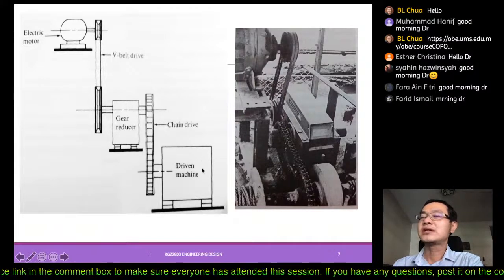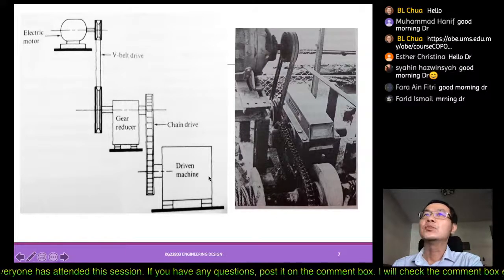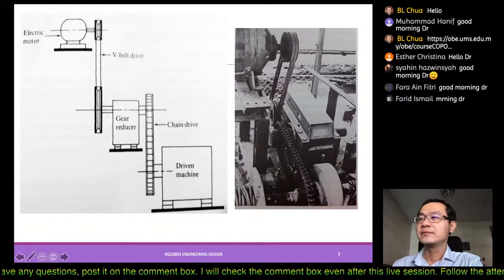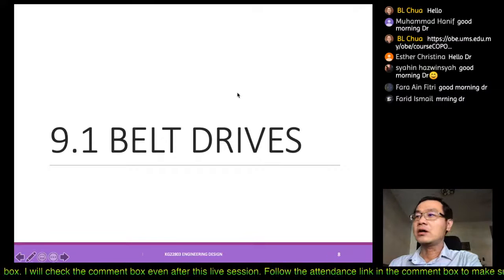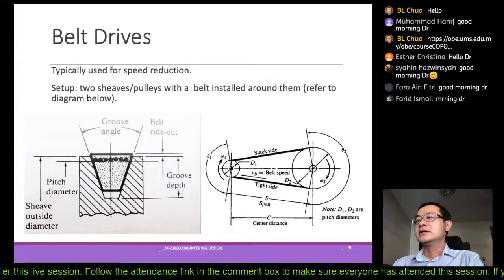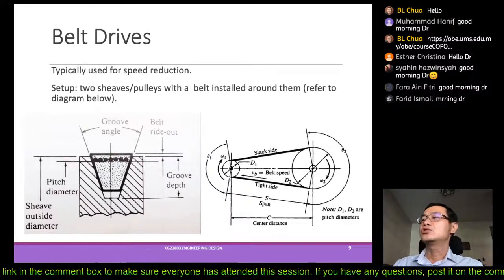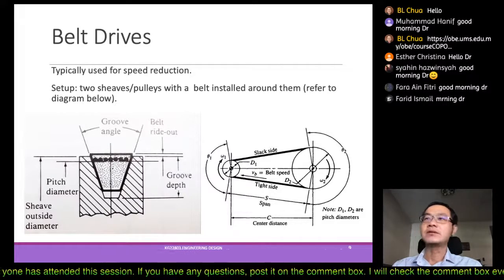From here, this is your driven machine. This driven machine can be anything, maybe a centrifugal pump to pump fluids, oil, or whatever it is. Now we will talk about belt drive. Again, we will just quickly go through the ideas behind it, or the construction of the belt itself.